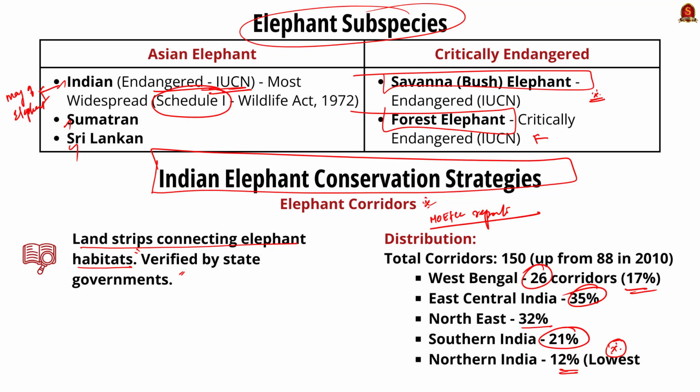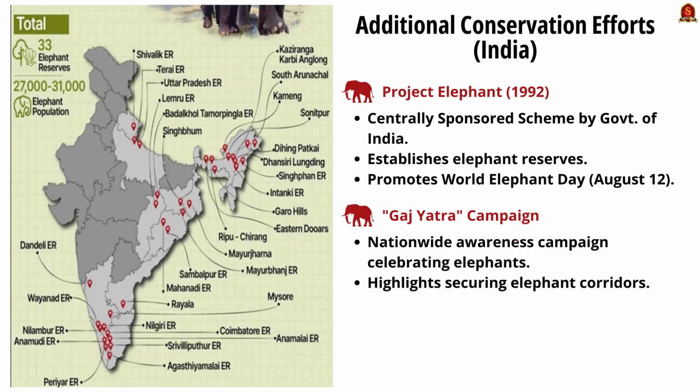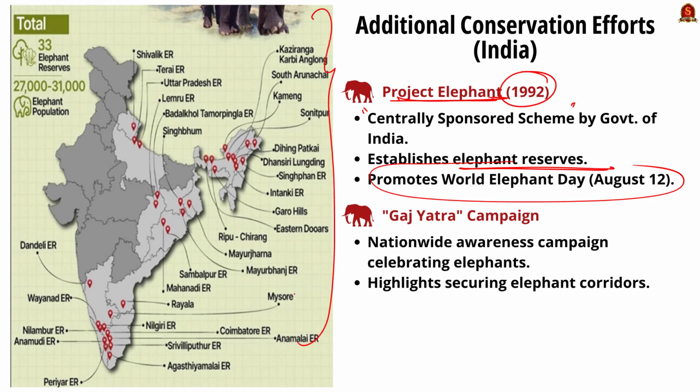Such corridors total 150, a remarkable increase from 88, which was registered in 2010. In addition to these corridors, there are other conservation efforts like Project Elephant, launched by the Government of India in 1992 as a centrally sponsored scheme. See, it enabled the establishment of elephant reserves and the adoption of World Elephant Day on August 12 to help conserve and protect elephants in India and improve their welfare. Now, here is the list of elephant reserves in India. Guys, please look through it as this will be asked in the preliminary examination.